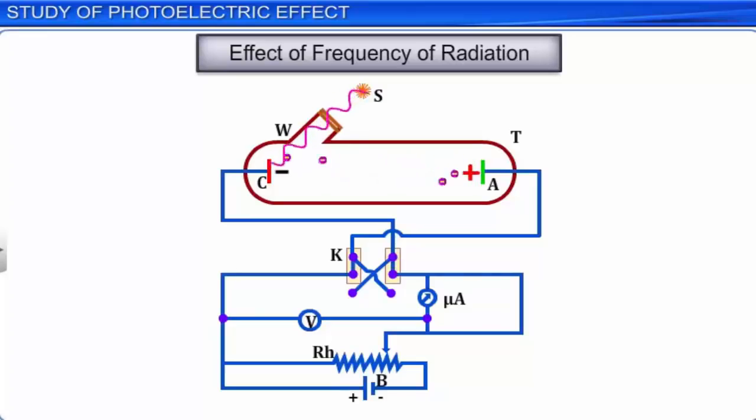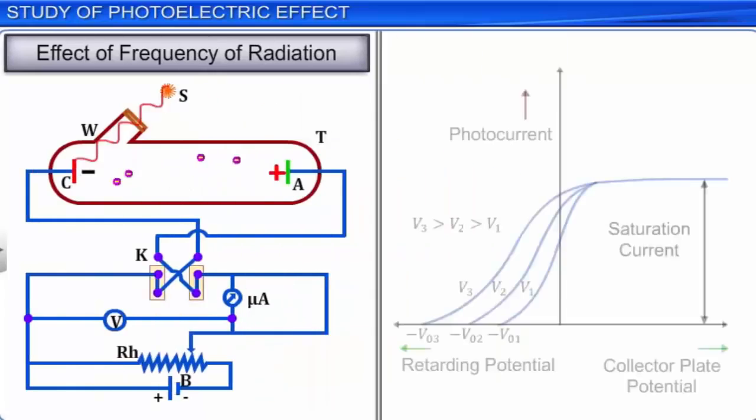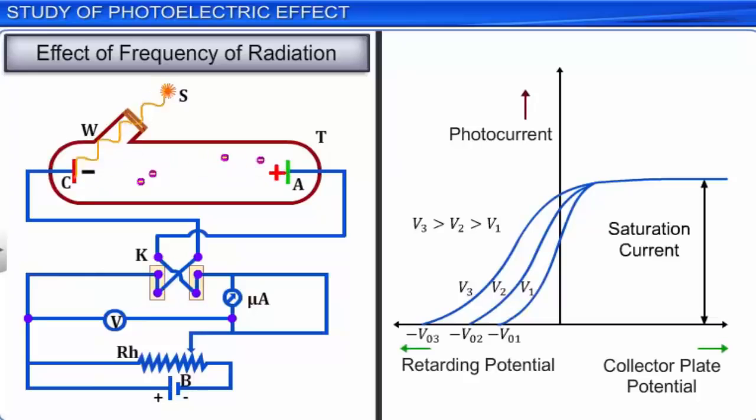When radiation of increasing frequencies of the same intensity is incident on the emitter, the number of photons incident per second is the same, and hence the number of electrons emitted per second will also be the same. Therefore, the saturation current is observed to be the same, though the stopping potentials V0 were observed to increase. As the frequency of radiation increases, V0 increases. This implies that the maximum kinetic energy of the ejected electrons also increases.